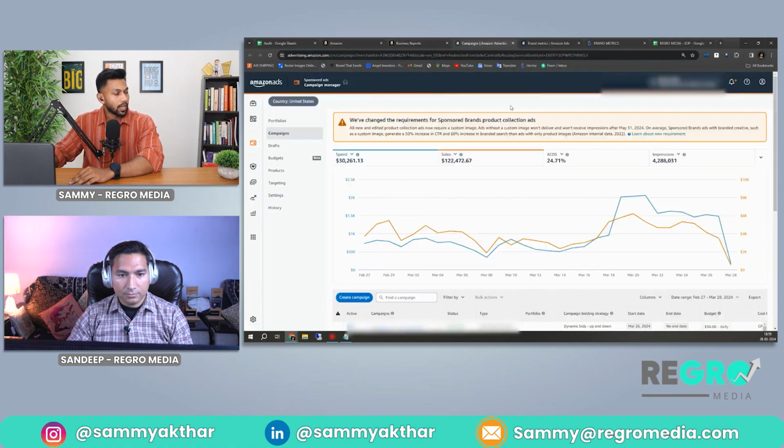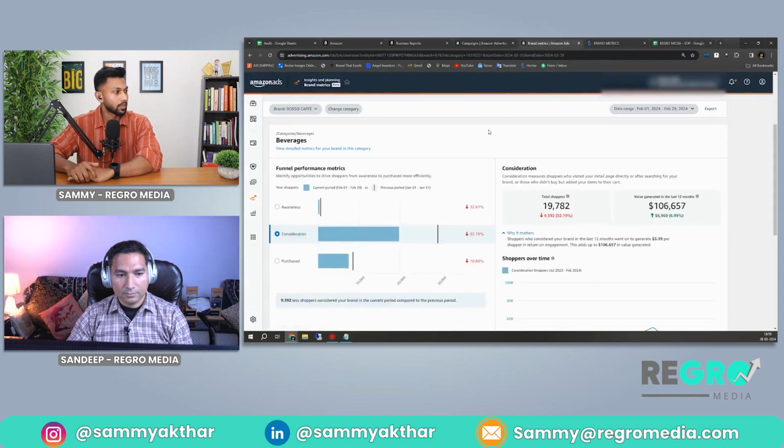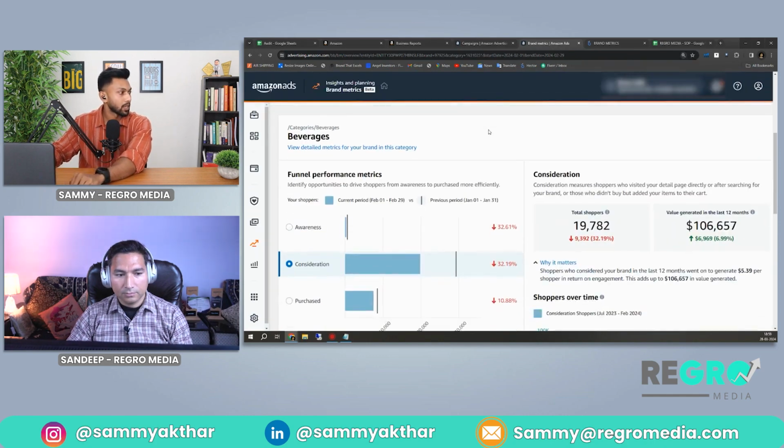And also, if you go to the ads, the ACOS is pretty normal. They were spending close to $30,000 a month, but that is not most interesting because they're spending a lot. But if we go to the brand metrics tab here, this is available again inside the sponsored product ads. There are three kinds of things here that we need to see.